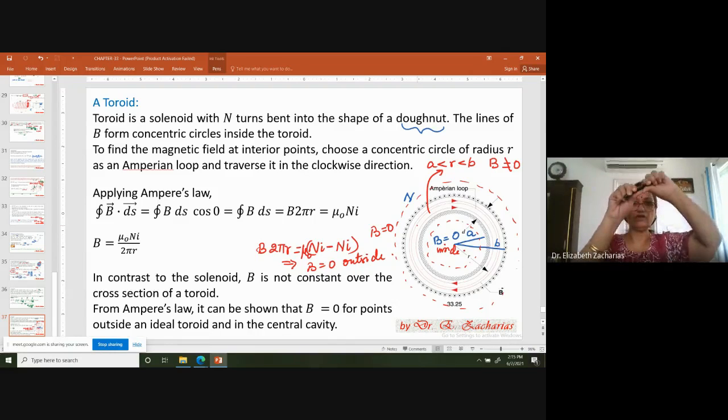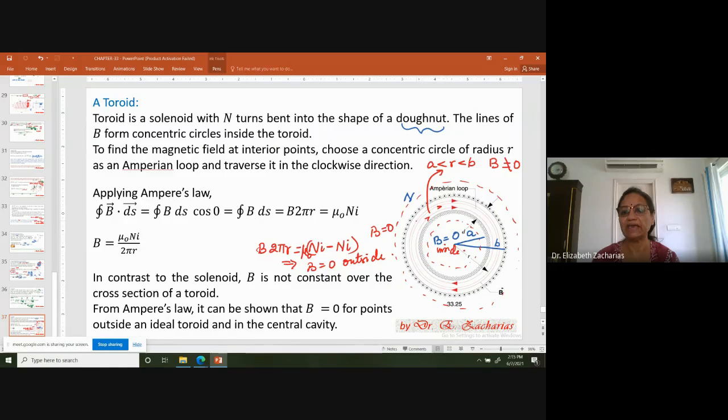So if I take the solenoid and bend it into a circle, the magnetic field also will become a circle. So let us say the magnetic fields are circular loops with a direction as indicated here. Okay. So now I want to apply Ampere's law.